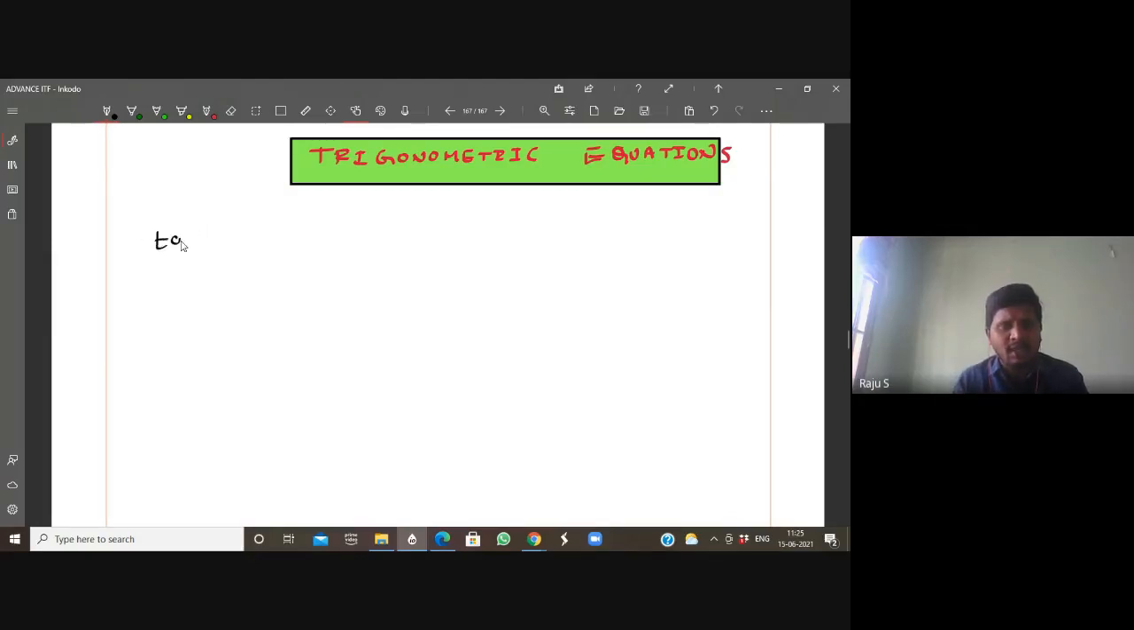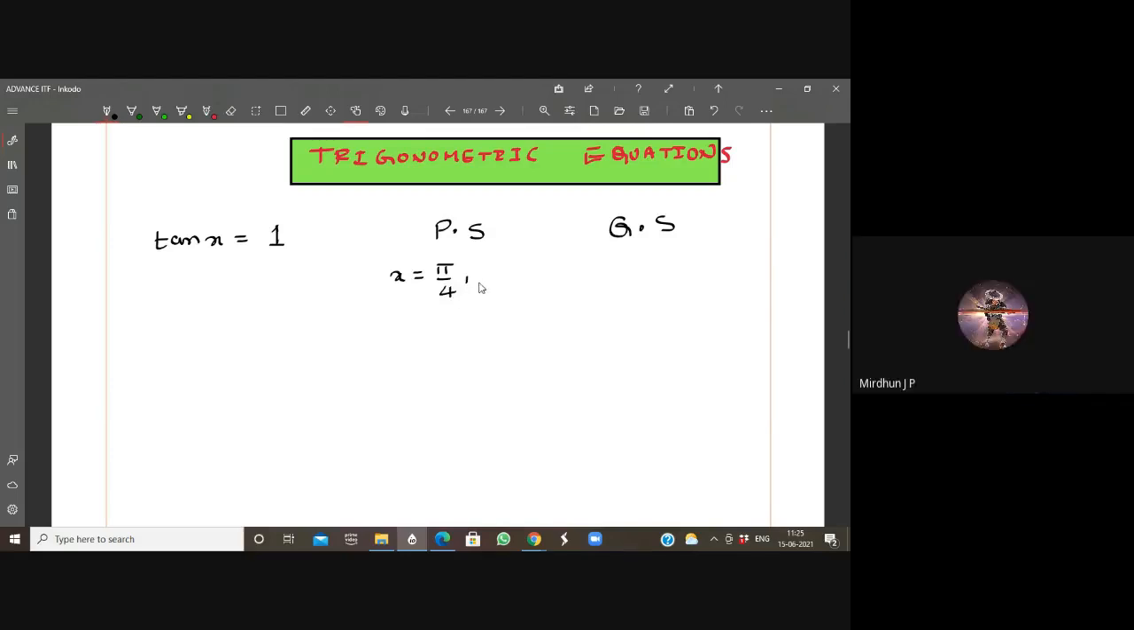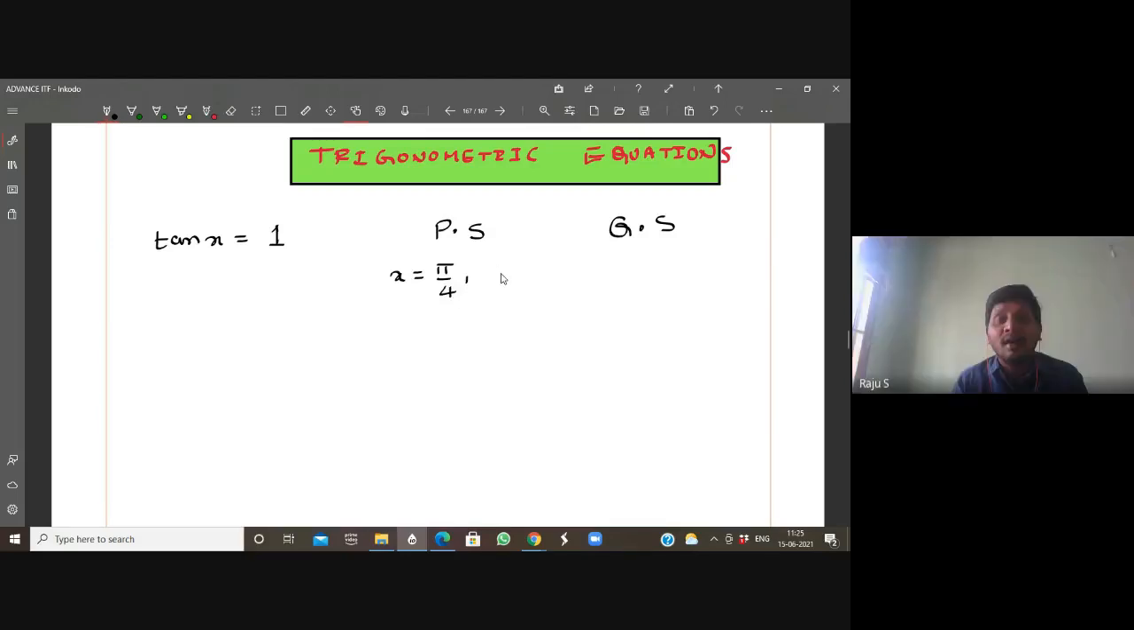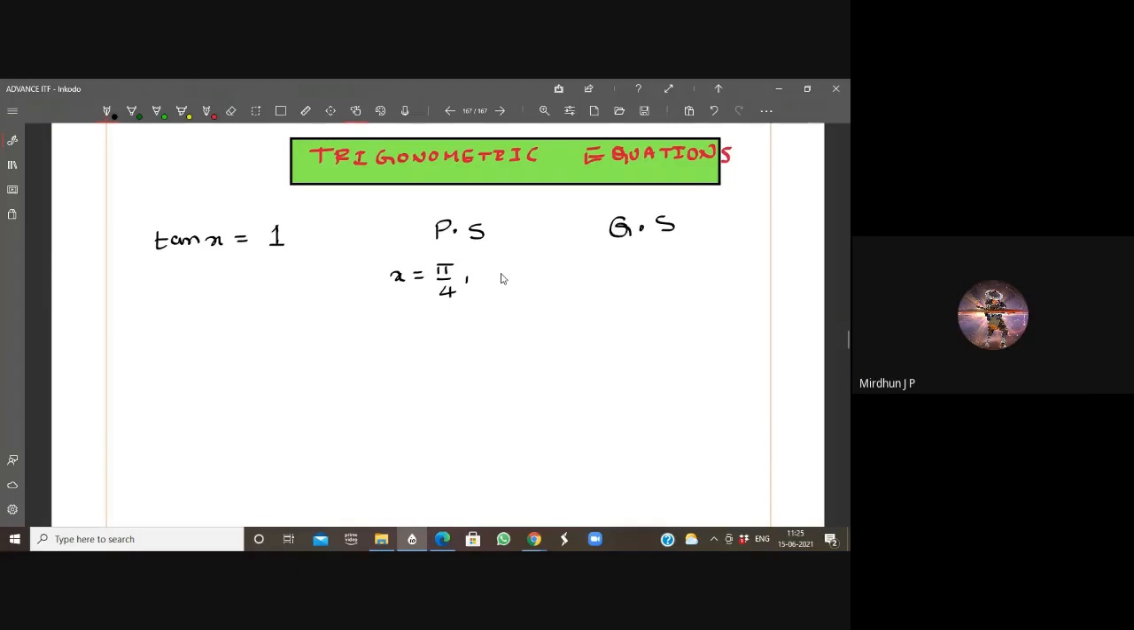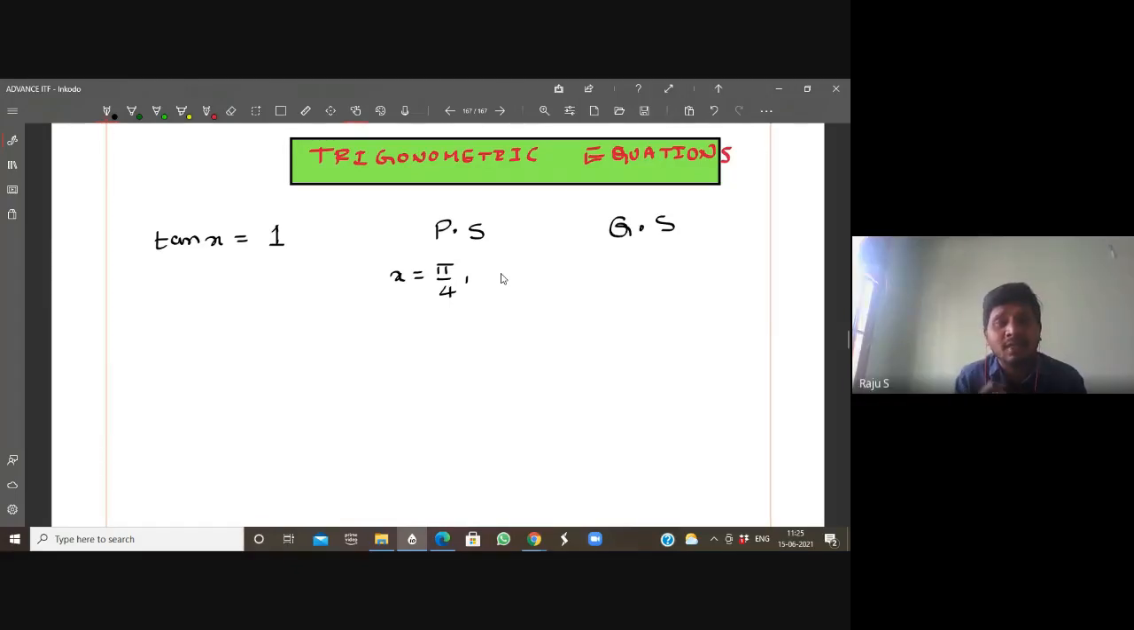For example, tan x is equal to 1 is given. Can anyone tell what the principal solutions are? General solution we will write later. What are the x values? 45, comma 135. What is tan 135? 135 is in the second quadrant, where tan is negative. But I have given plus 1. Think about that: in which quadrants is tan positive?